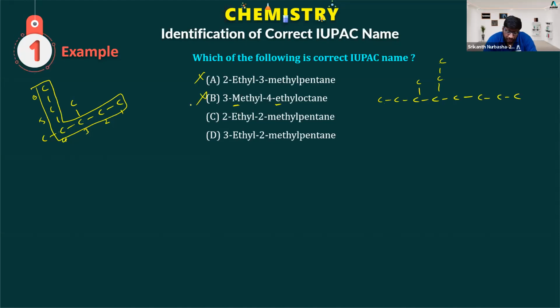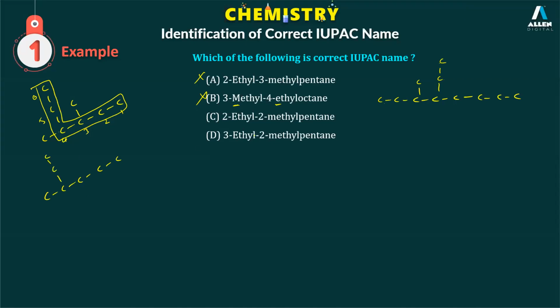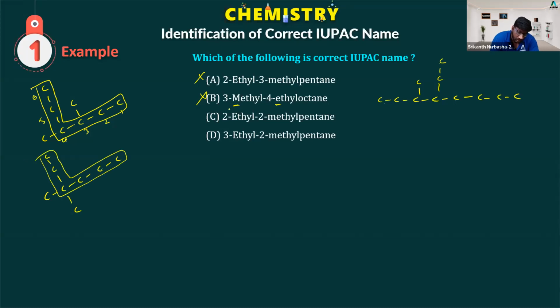Option C, 2-ethyl-2-methylpentane. So try to write the compound. Pentane, they are saying 5 carbons, with 2-ethyl and 2-methyl. In this case, what will be the long chain? 1, 2, 3, 4, 5, 6, 6 long chain carbons. It differs, or not? So compound C is also not correct.